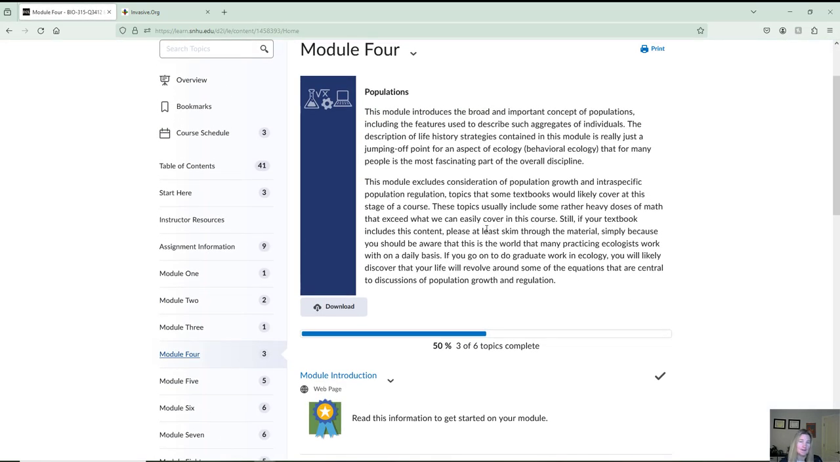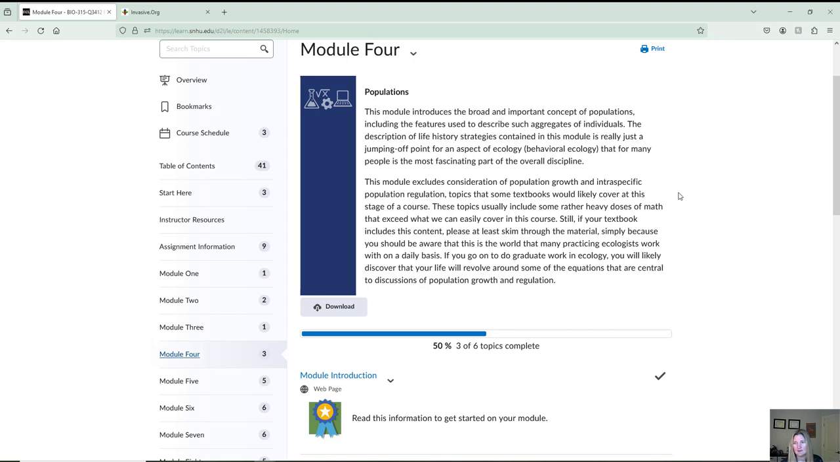So in Module 4, as I mentioned before, we're going to focus in on populations. So populations being groups of individuals of the same species living in the same area at the same time. So you will be learning more about what affects populations, what's affecting their growth, how populations respond to events and things like that. So there's a lot of stuff that we're going to be looking at.